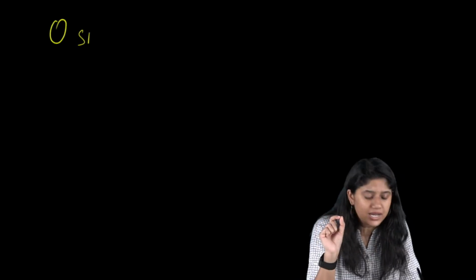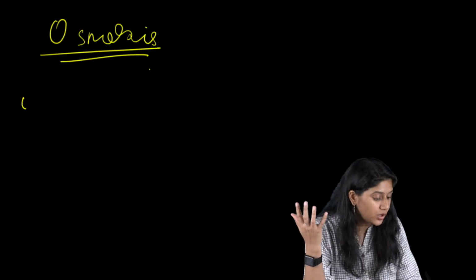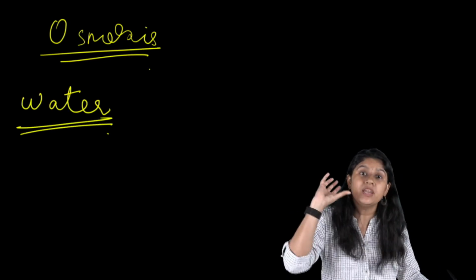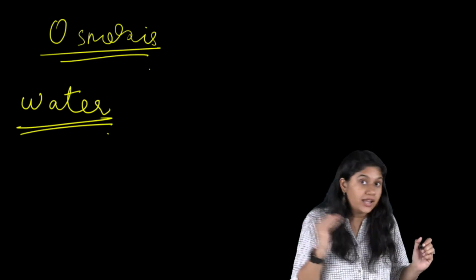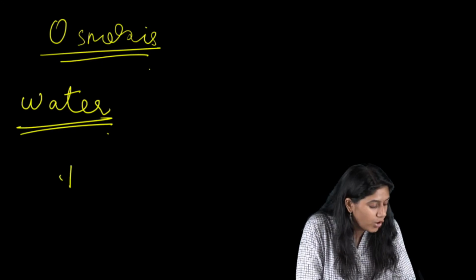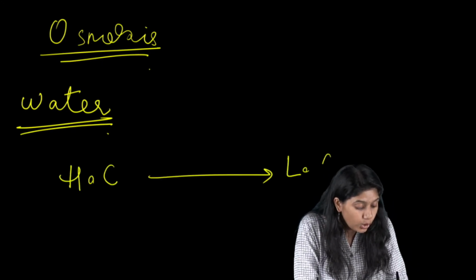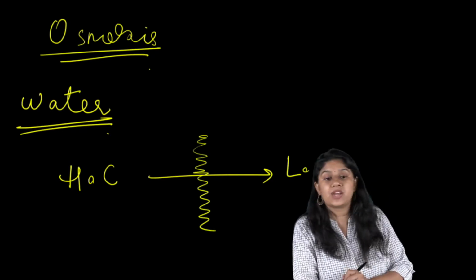Rehmat was asking what is osmosis. Osmosis is a very easy process. What happens in osmosis? When we talk about osmosis, we only talk in terms of water. We always consider water over there. The water molecules from the higher concentration will move to the lower concentration through a semi-permeable membrane. Okay?